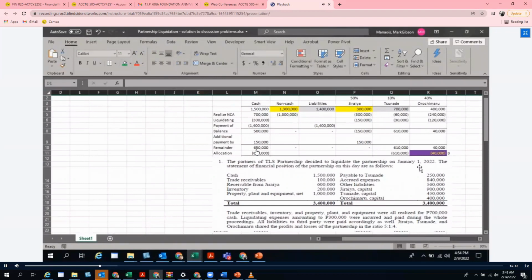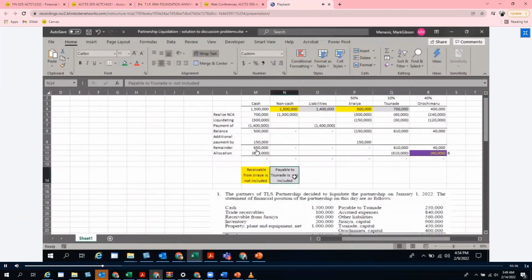Anyway, sige. So of course, no, in partnership liquidation, I suggest use this template, no. So basically, you're putting your cash separate cash column and then non-cash assets plus liabilities. Mind you, these liabilities only account for yung third party, no? So we shouldn't include payable to Tsunade, no? Exclude, no? So we should exclude payable to Tsunade. And then yung receivable from Jiraiya, we should also exclude it in the calculation of the non-cash assets, no?